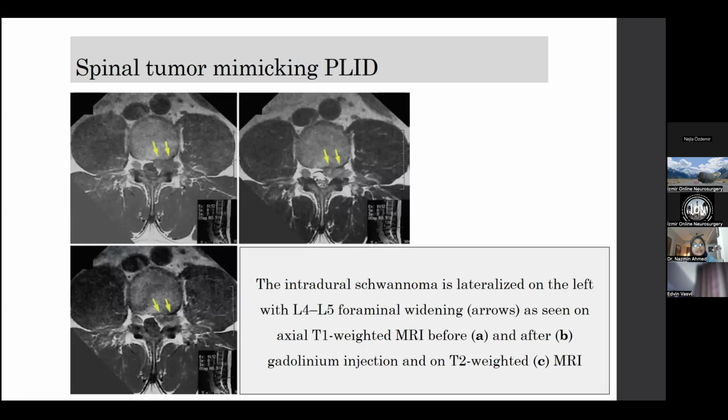So this is an example of a spinal tumor mimicking PLID. In the axial imaging, it is evident that there is a left-sided, paracentral and foraminal iso-intense lesion that is indenting the thecal sac. And concomitantly, there is a widening of the intervertebral foramina. So it mimics the type of disc herniation, but intraoperatively, there is a nerve sheath tumor.